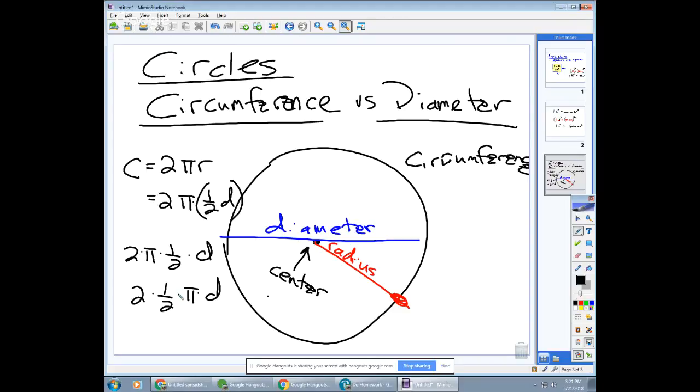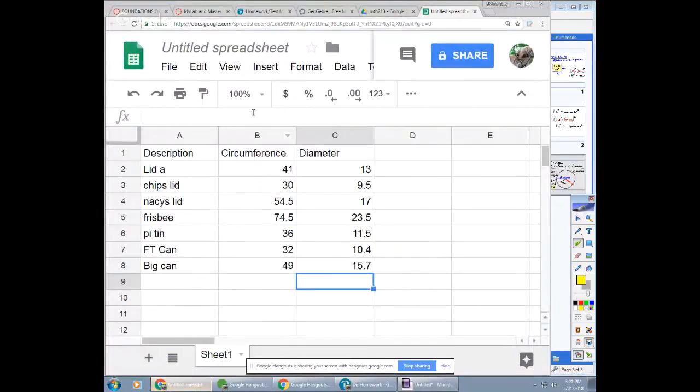Anybody see an advantage to doing that? It takes it into just 1, you eliminate the 2. Yeah, 2 times 1/2 is just 1, and 1 times anything is just pi times the diameter. So now we've taken that down to C is the same as pi times the diameter, and we just took a bunch of round objects and measured the circumference and the diameter. What are we missing from our connection of 3 things a minute ago? Pi.